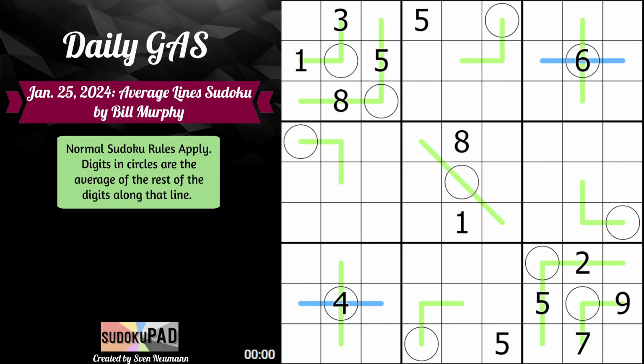Normal Sudoku rules apply. Digits in circles are the average of the rest of the digits along that line. And Bill does distinguish that the different colors of line are not actually different things. These are all average lines. It's just so we know that this is one set of average lines and this is another set. So then the question is, what is an average line?